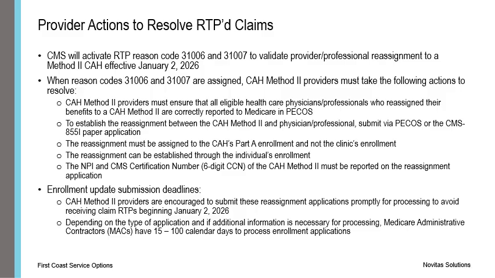Enrollment update submission deadlines. Critical access hospital Method 2 providers are encouraged to submit these reassignments promptly for processing to avoid receiving claim RTPs beginning January 2nd, 2026. Depending on the type of application and if additional information is necessary for processing, MACs have 15 to 100 calendar days to process enrollment applications.